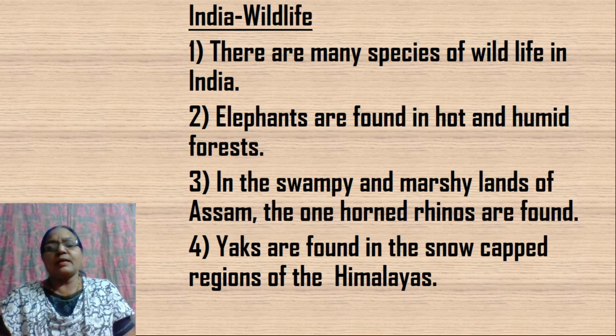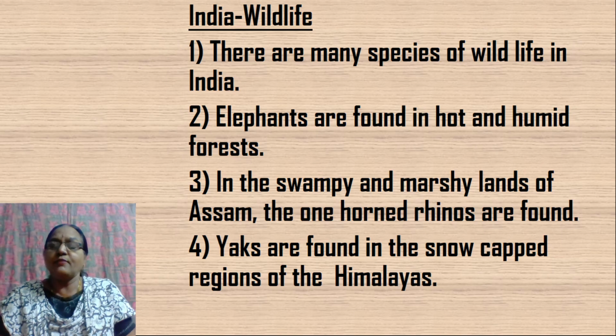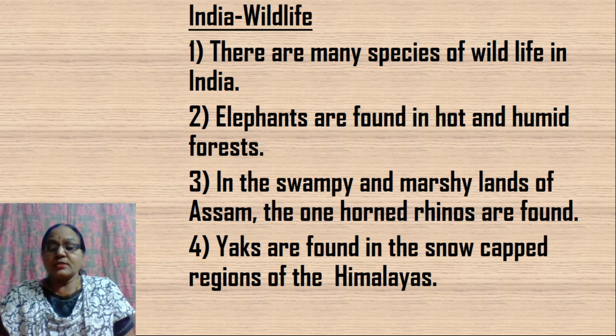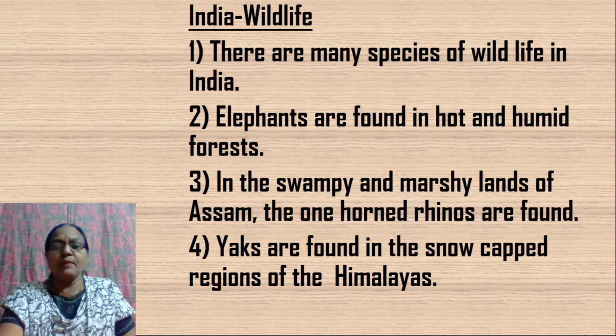Then let us come to wildlife. Now, India has many species of animals. India is known for its tigers, the lions, the elephants, the one-horned rhino, then the yaks. So we have many varieties and many species of animals found in India. Elephants are found in the hot and humid forests. In the swampy regions of Assam, we have the one-horned rhino. Yak is found in the snow-capped regions of the Himalayas.